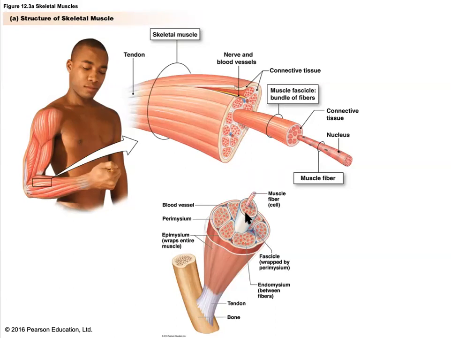And so when you take a bundle of those skeletal muscle cells, they form a muscle fascicle, and that muscle fascicle is wrapped around by perimysium. And then when you take different muscle fascicles and bundle them together, together they form a single muscle, and that muscle is wrapped around by epimysium. And then that muscle as a whole is joined to bone through tendon.